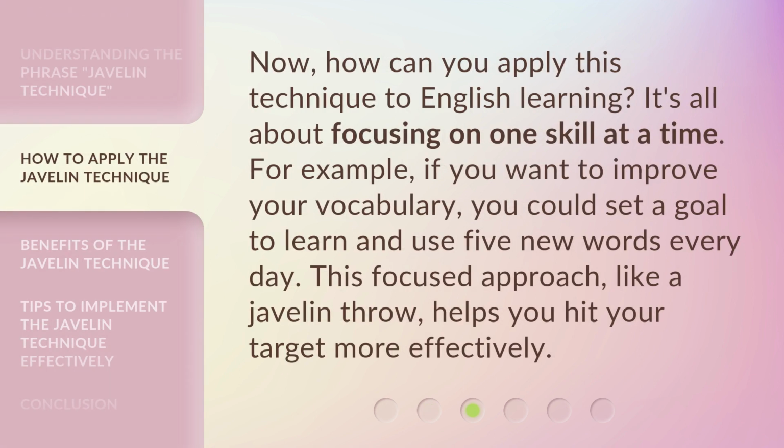Now, how can you apply this technique to English learning? It's all about focusing on one skill at a time. For example, if you want to improve your vocabulary, you could set a goal to learn and use 5 new words every day. This focused approach, like a javelin throw, helps you hit your target more effectively.